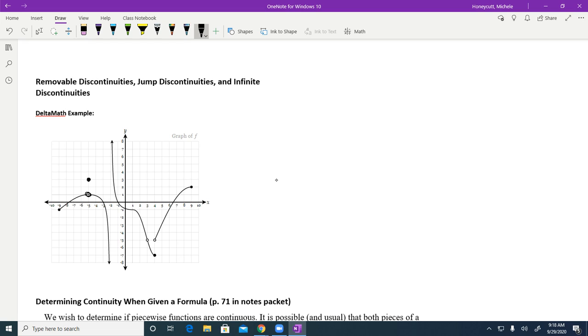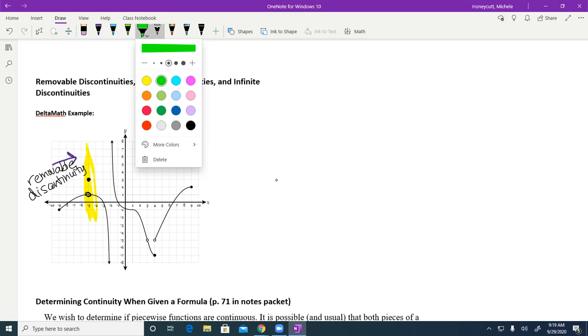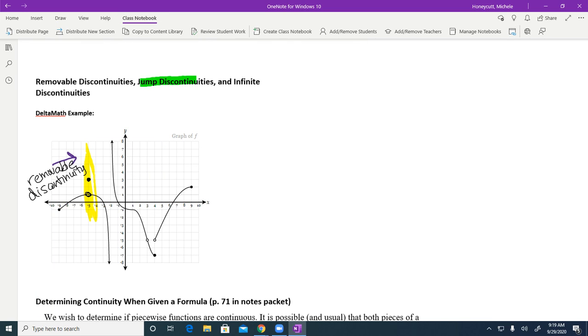So like the limit from the left and the limit from the right, the limit exists and the value exists, but they're not the same. So I'll highlight this portion. I'll say this right here is an example of a removable discontinuity. So the limit exists, the value exists, but they're not the same. Removable discontinuity right there.